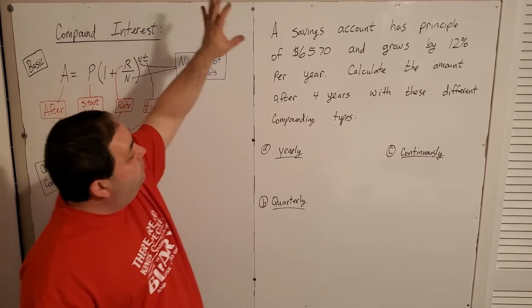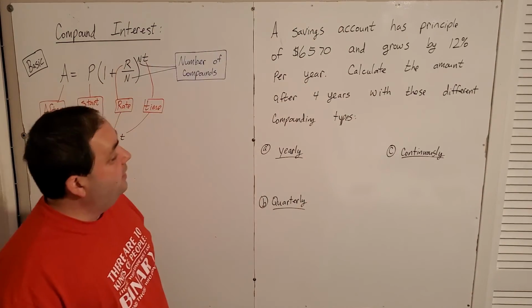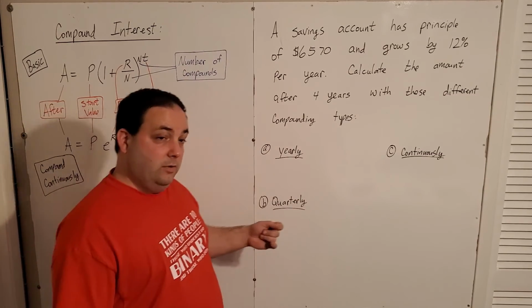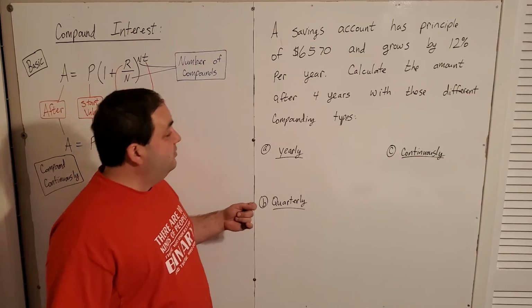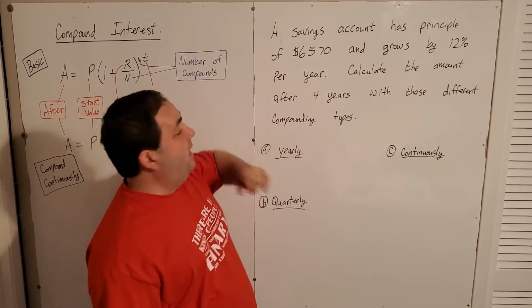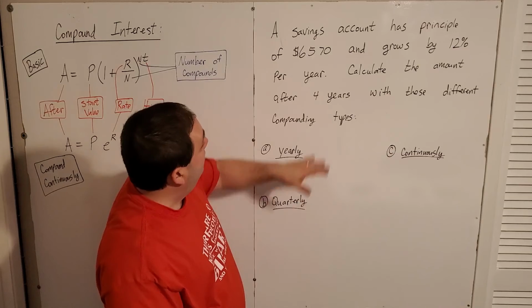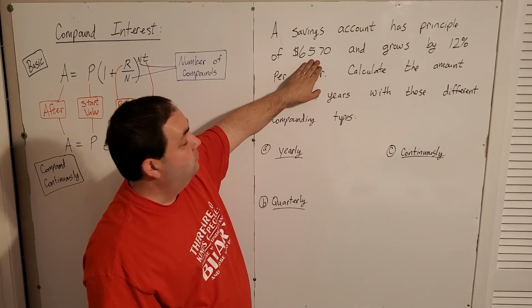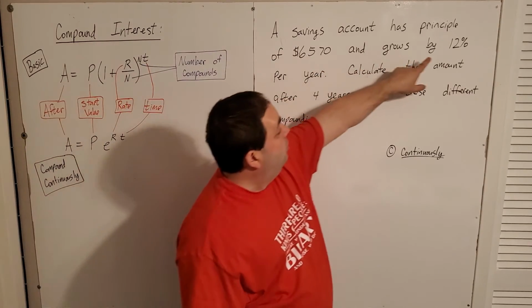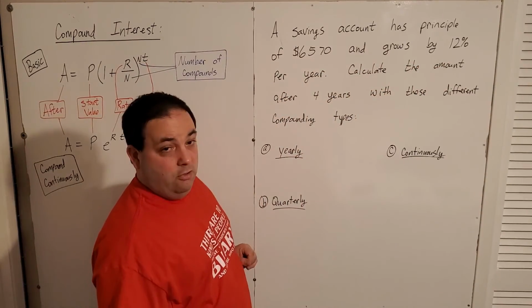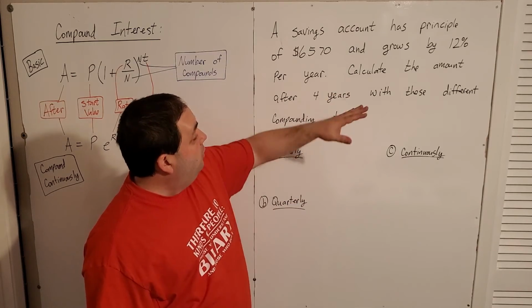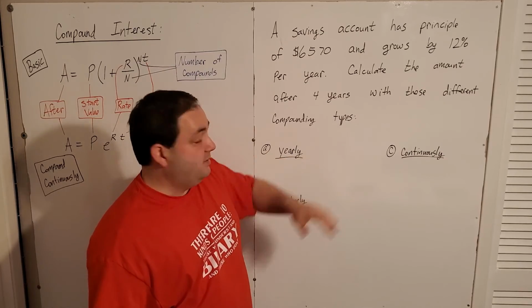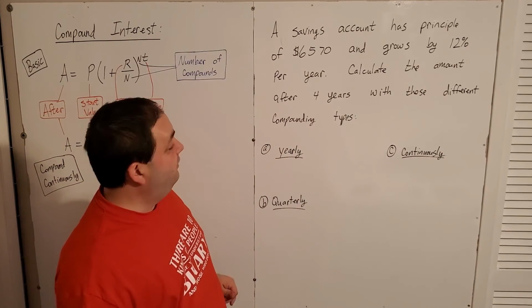And it's going to be the same principal and interest rate and everything as it goes up, but it's going to be different types of compounding, okay, so that you can get a feel for how these things are set up. So I've got this savings account, and right now when I start it with $6,570, right? Well, that'd be nice, right? Grows by 12% every year, okay? So calculate the amount that's in the account after 4 years, but 3 different types of compounding so that you can get a feel for this, okay?